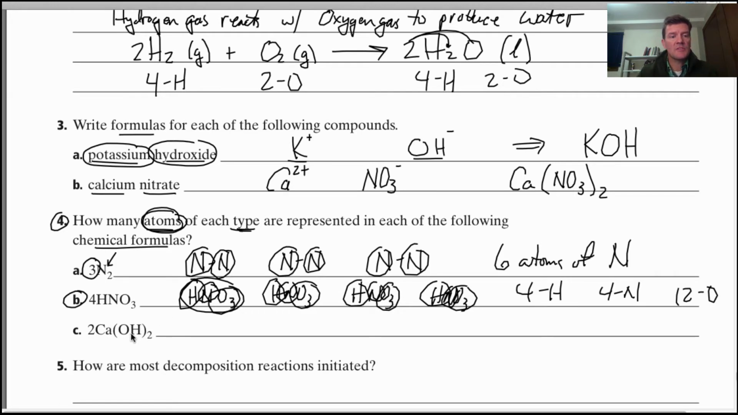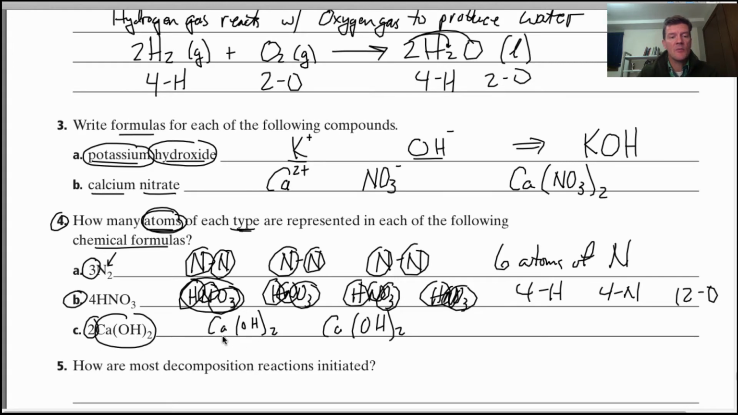And I'll do this one quickly. Calcium hydroxide. You'll notice that you have a compound here, calcium hydroxide, but there are 2 of them. It's doubled. So you have 2 of those.